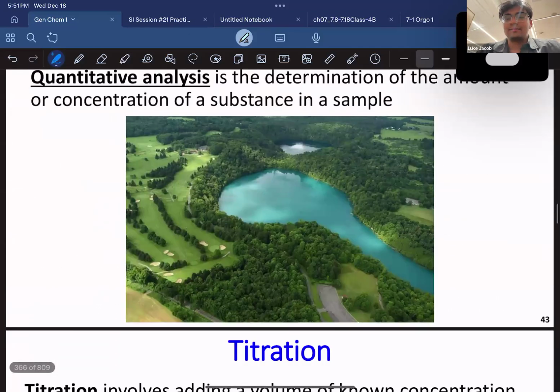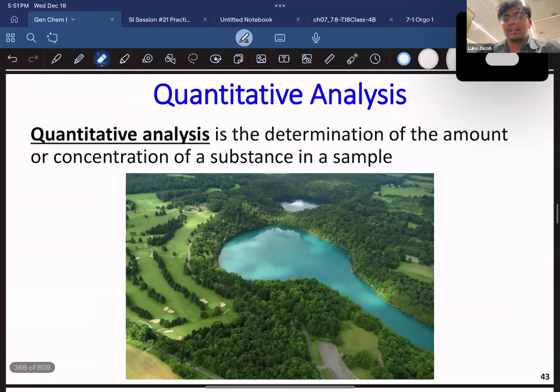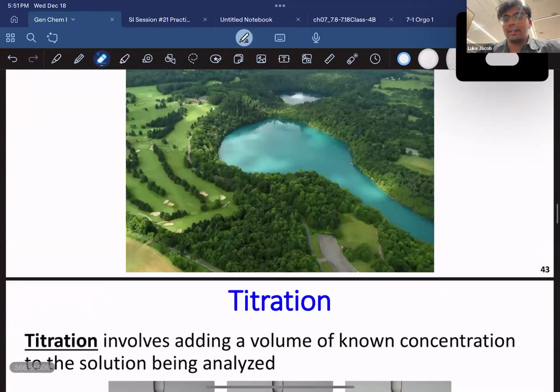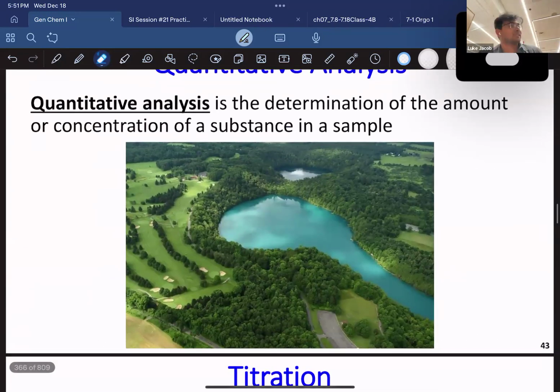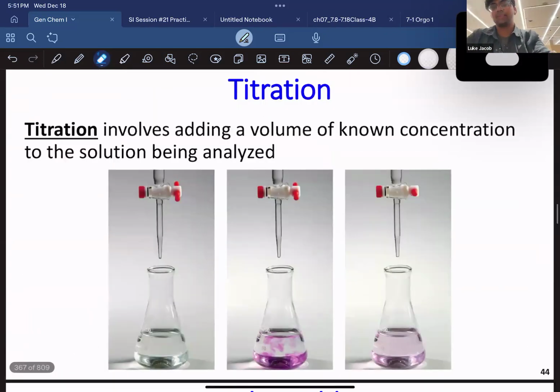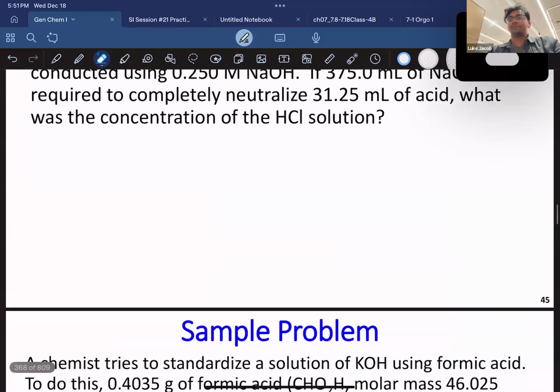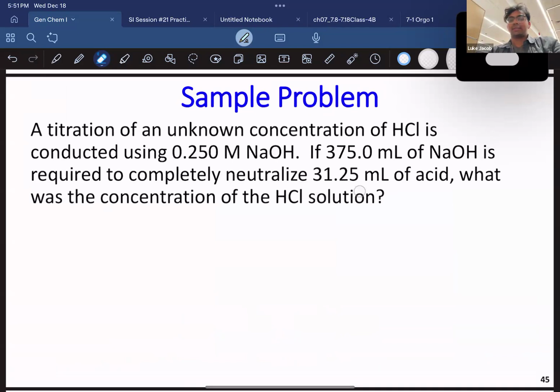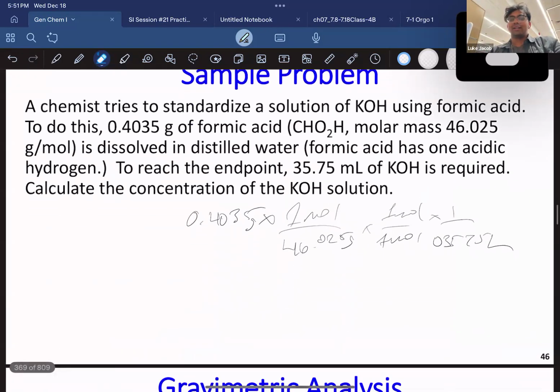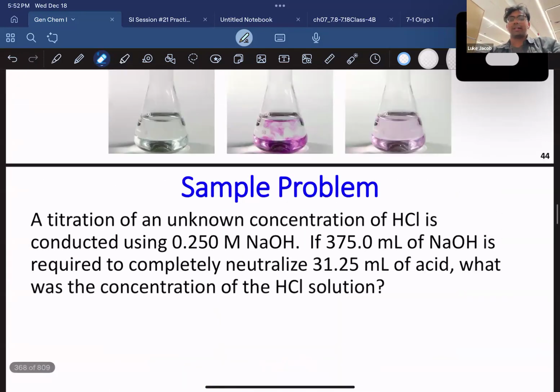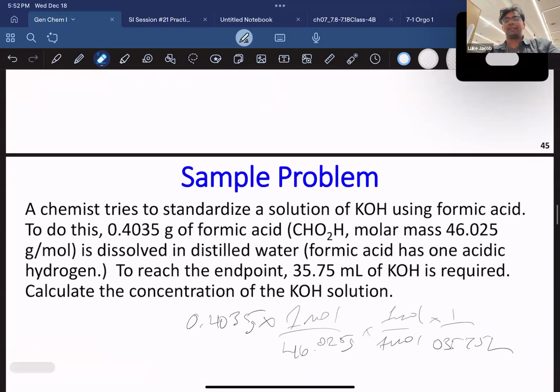Okay, yeah, so this is quantitative analysis, right? This is an extra section I can just add for whatever reason. Titration is important. There are some questions where an acid will be titrated with a base, and that's simply an acid-base reaction. As you can see here, this is an acid-base reaction.